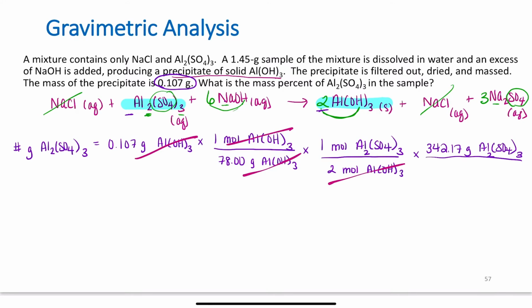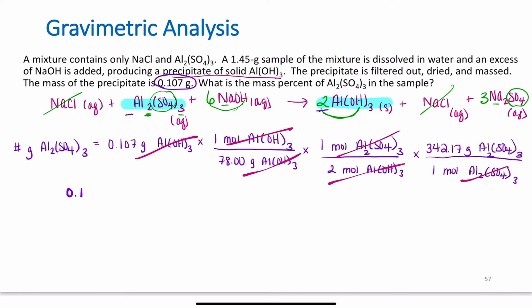Forgot to write the little tubes there. It is Al2(SO4)3. And if you check here, this cancels out the moles of aluminum sulfate, and now I have grams of aluminum sulfate left. Put this in your calculator, and it doesn't matter which way you do this.